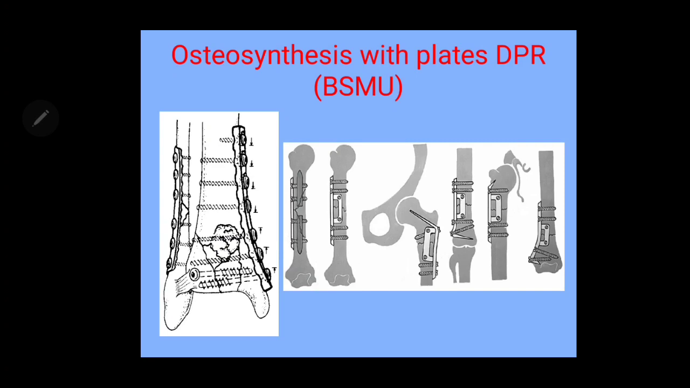We should also talk about the plates that were invented in our university, and this is one of these. This is the so-called DPR plate, the rotational plate by Rublenik. It was designed here, and we made a lot of surgeries by means of these. This is a plate that can provide stability in two planes.